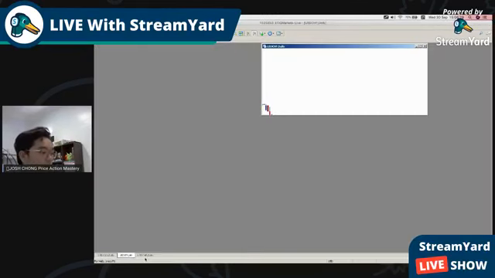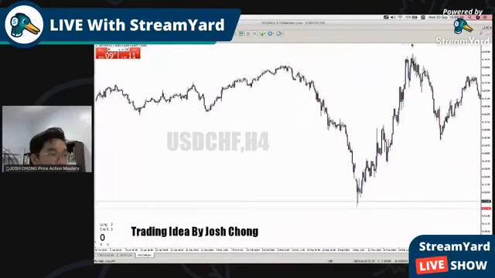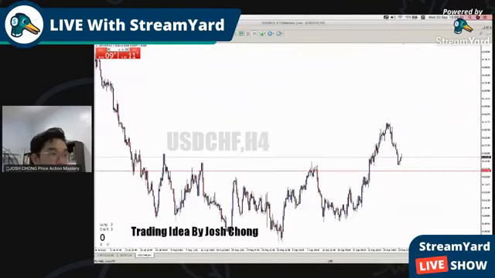Okay, the last will be USD CHF. USD CHF is also in an uptrend. Before it rises, it must form a setup. So for my members, you may look for any setup over here. There is a very high chance of having a setup here. This maybe could be our setup.